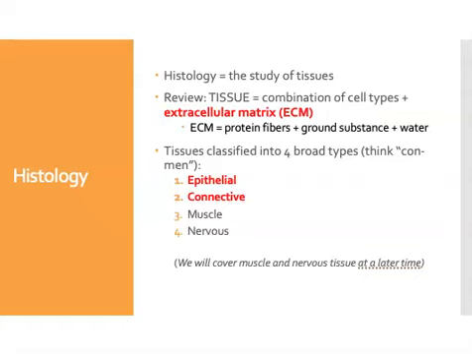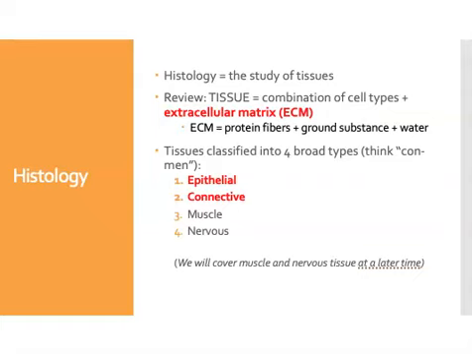Now, in addition to the cells, a tissue also contains a substance called extracellular matrix. Extracellular matrix is a combination of protein fibers, something called ground substance, and water. Extracellular matrix, or ECM as we sometimes refer to it, is often called the glue that holds cells together in a tissue.